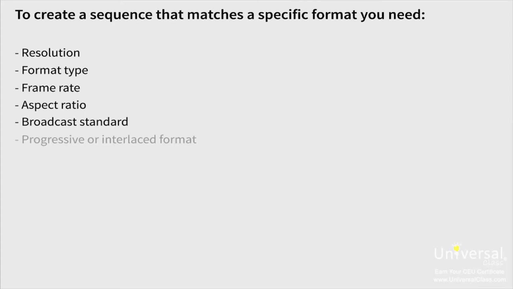If you want to create a sequence that matches a specific format, you're going to need the following information to do so: resolution, format type, frame rate, aspect ratio, broadcast standard, and progressive or interlaced format. You can check the settings on your camera for some of the information. You can also go to the project panel and open the preview area for the clip.